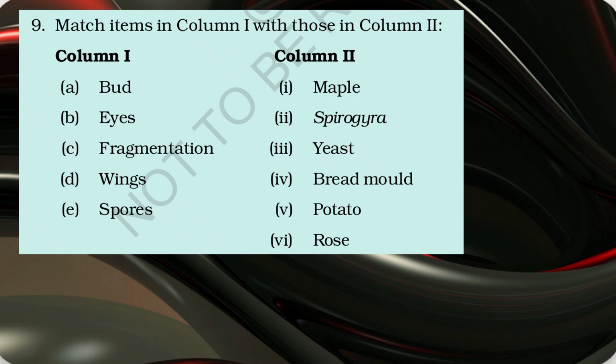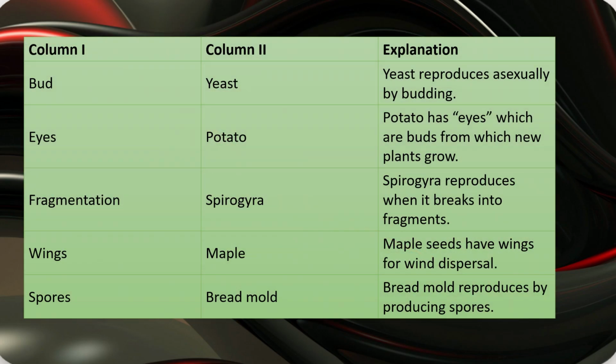Ninth question. Match the items in column 1 with those in column 2. Bud, yeast. Yeast reproduces asexually by budding. Eyes, potato. Potato has eyes which are buds from which new plants grow. Fragmentation, Spirogyra. Spirogyra reproduces when it breaks into fragments. Wings, maple. Maple seeds have wings for wind dispersal. Spores, bread mold. Bread mold reproduces by producing spores.